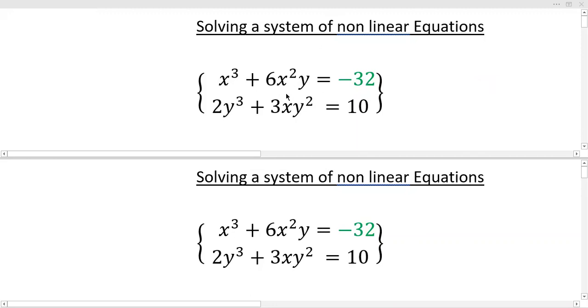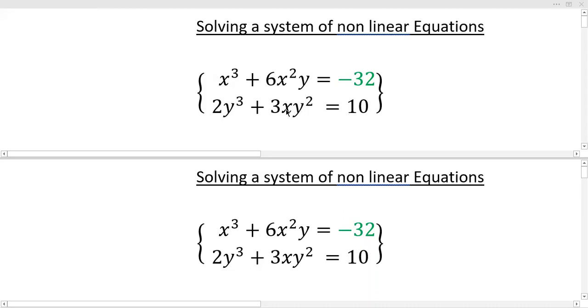And let me just give you an example of what I'm talking about. Right here, you could solve this for y. In other words, you could subtract x cubed from this side, and then you could divide by 6x squared, and you would have y isolated. But look how messy that would be if you substituted y back into here. It would just make this a messier circumstance.